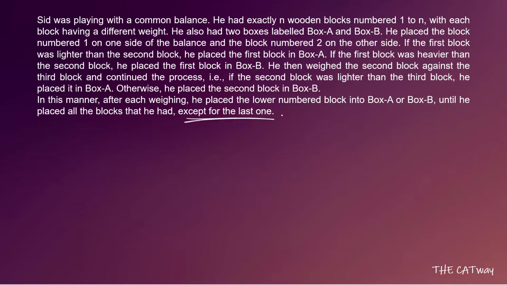So for the last one, we cannot say anything, because let's say the number is 10. For deciding the fate of 10, whether it will go in box A or box B, we need to have a block number 11. But if we do not have that, we cannot say anything about block number 10. We will only be able to identify for block 1 to block 9. Okay, so this is what the question is. Now we cannot do anything as of now, so let us move towards the questions.